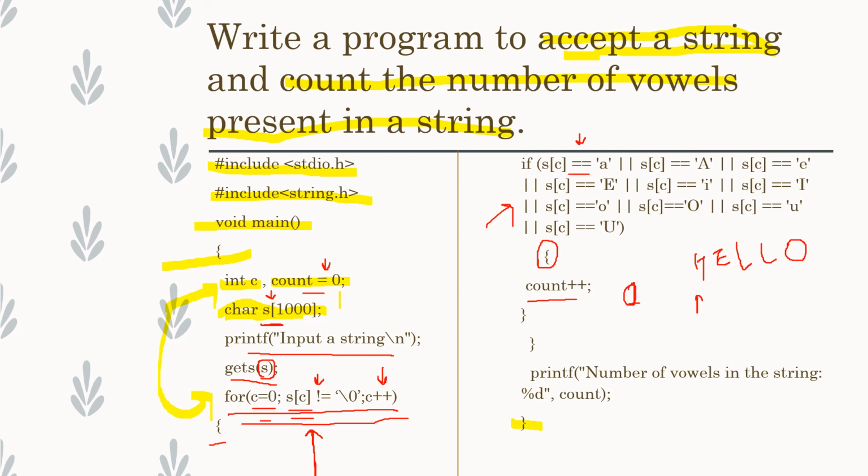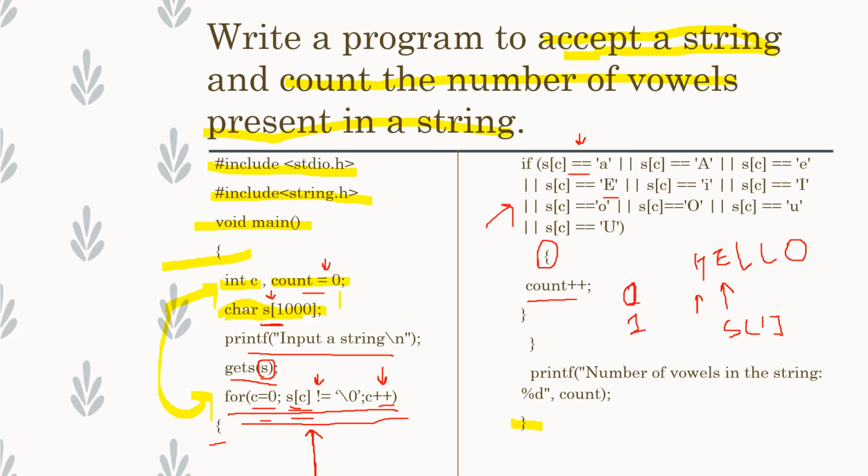Now the next one is c++. So when the c++ occurs, it checks the condition s of c not equal to null. So now it checks for s of 1. It started with s of 0, now it turns for s of 1, which is my letter E. So at s of 1, it will check for any letter among these. Yes, you can identify this E. So the count variable gets incremented. As it was 0, now the count variable is 1.